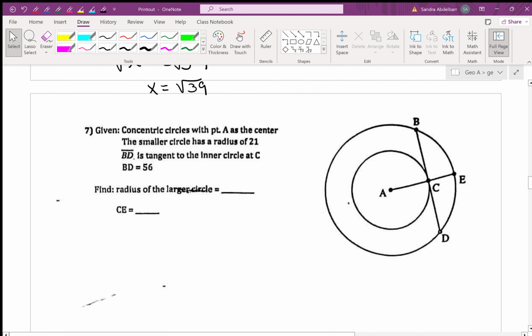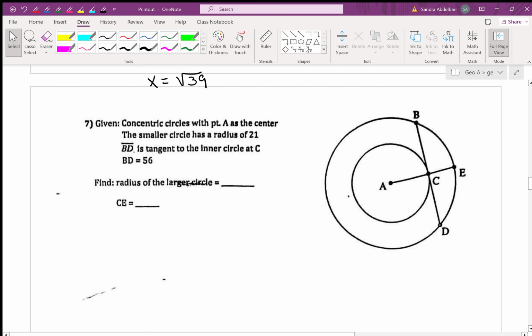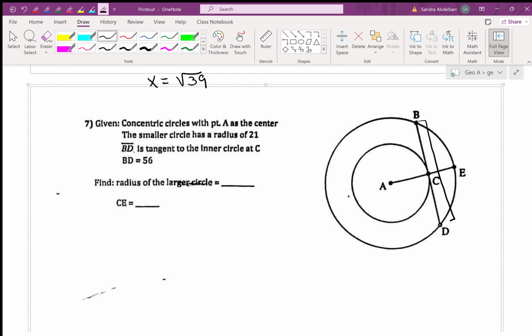All right, let's do another one like that. Just a little bit different. All right, concentric circles with point A as the center. The smaller circle has a radius of 21. BD is tangent to the inner circle at C, and BD equals 56 units. So BD is 56.